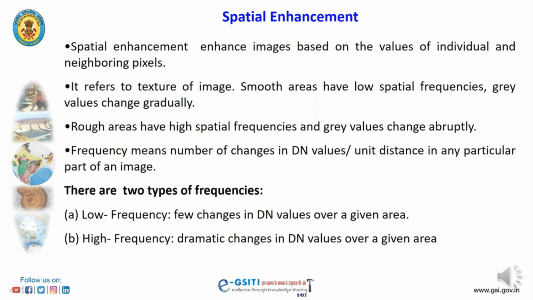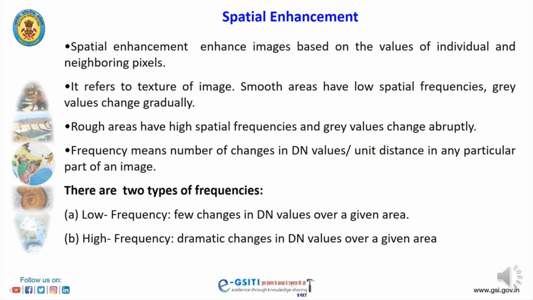Spatial enhancement. Spatial enhancement enhances images based on the value of individual and neighboring pixels. It refers to the texture of the image. Smooth areas have low spatial frequency. Gray value changes gradually. Rough areas have high spatial frequency and gray value changes abruptly. Frequency means the number of changes in DN values per unit distance in a particular part of an image.